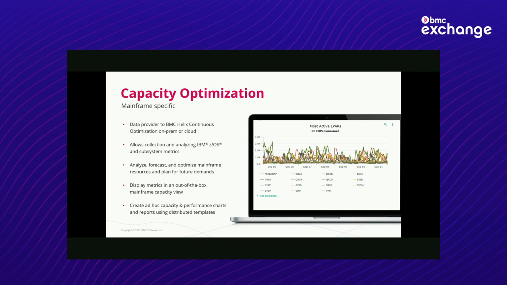So what capacity optimization does from an HCO point of view, Helix capacity optimization can get all of that data out of the mainframe. It's contextualized using the expertise that BMC has built over many years of capacity management on the mainframe, and is delivered in the same place and the same experience as all of the other platforms that exist.